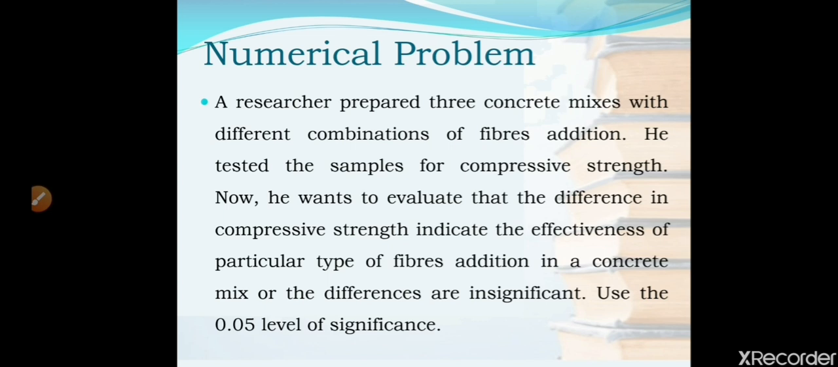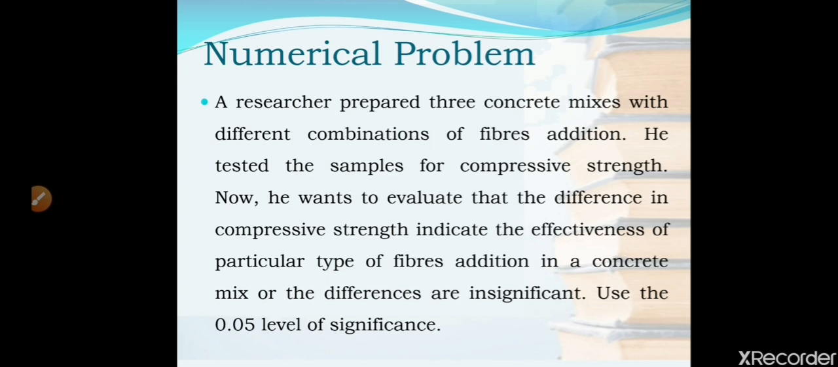A researcher prepared 3 concrete mixes with different combinations of fiber addition. He tested the samples for compressive strength. Now he wants to evaluate whether the difference in compressive strength indicates the effectiveness of a particular type of fiber addition in a concrete mix, or the differences are insignificant. Use the 0.05 level of significance.